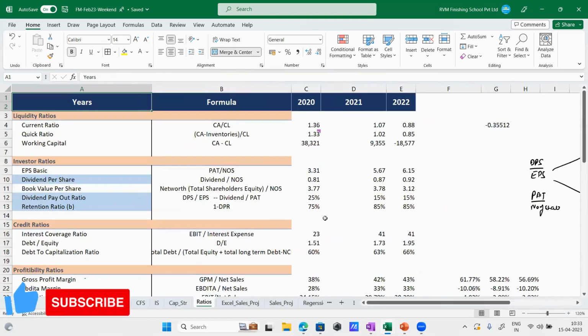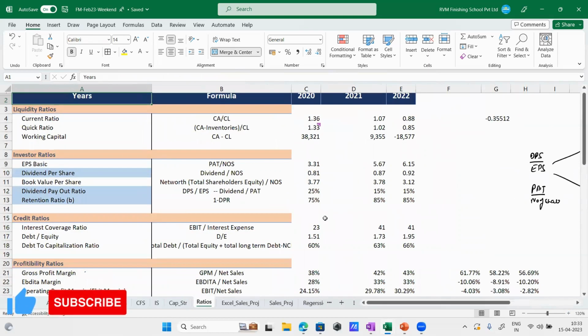I'll zoom in a bit. We'll talk about the entire set of ratios, and we'll start writing why something has happened, because ratios in general tell what has happened historically. They do not tell why something has happened. For example, if you look here, the current ratio decreased from 1.36 to 0.88. We'll try to understand why this has been decreasing, and then we make a comparison with the industry. Is it an industry-wide phenomenon, or is only my company having this trouble? That gives us an understanding from a broader perspective.